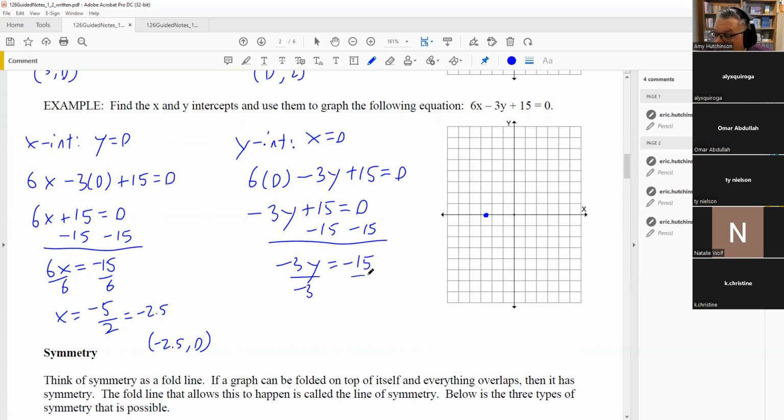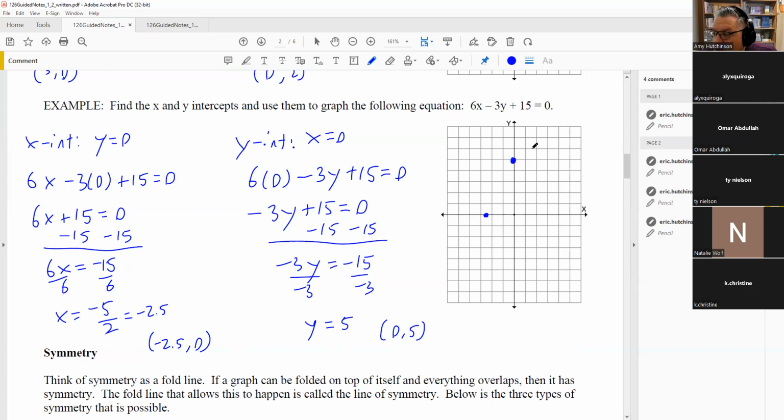Divide both sides by negative 3. Negative over negative is going to give you a positive. So we get 5. And then as a coordinate, that's going to be 0, 5. So 0 means we don't go to the left, we don't go to the right, we stay on the y-axis. We go up 1, 2, 3, 4, 5. And we have a dot right there.